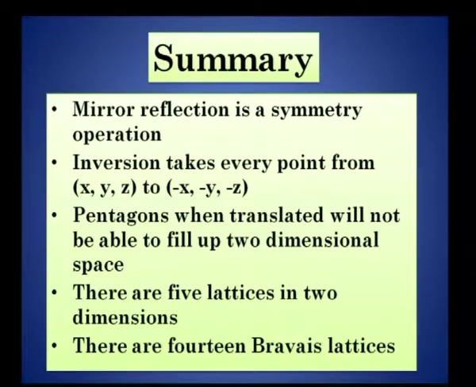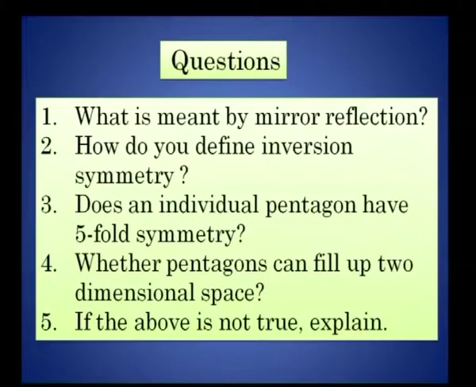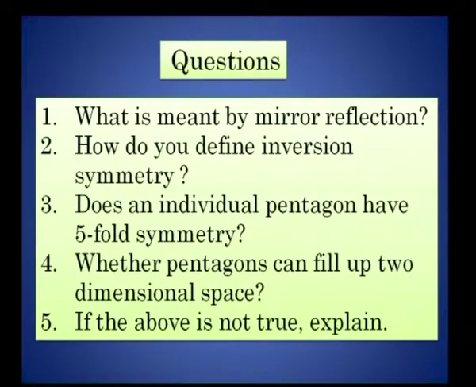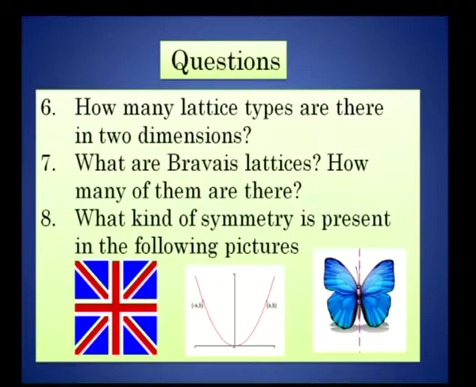Pentagons when translated will not be able to fill up 2 dimensional space. You should understand this point clearly. There are 5 lattices in 2 dimensions. Let me now pass on to the question session. The questions are: what is meant by mirror reflection? How do you define inversion symmetry? Does an individual pentagon have 5-fold symmetry? Whether pentagons can fill up 2 dimensional space? If the above is not true, F-plane. How many lattice types are there in 2 dimensions?